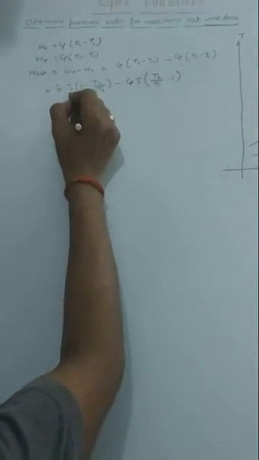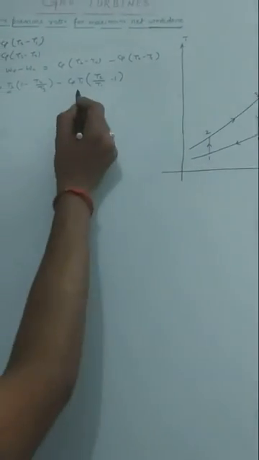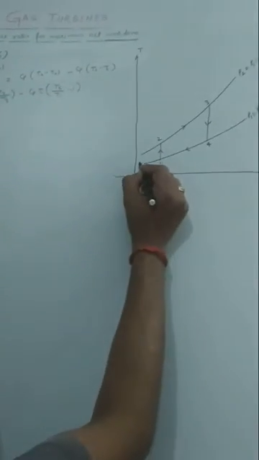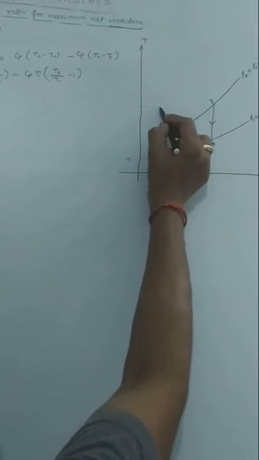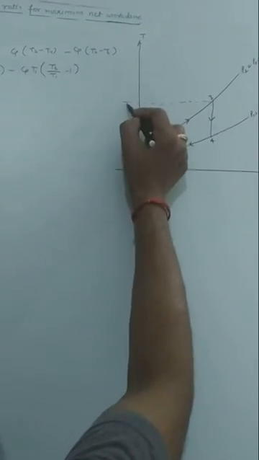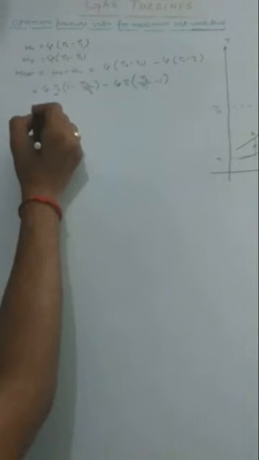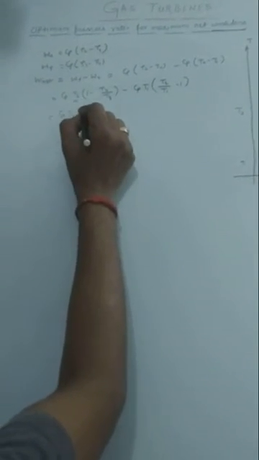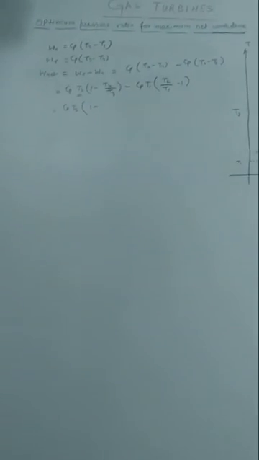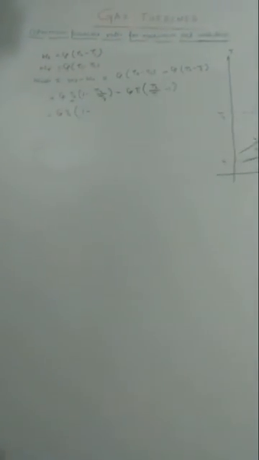Remember that T3 is the maximum temperature of the cycle and T1 is the minimum temperature of the cycle. This is T1 and this is T3. T3 is the maximum temperature of the entire cycle. Okay, so Cp T3 in bracket 1 minus T4 by T3. We know that very well.